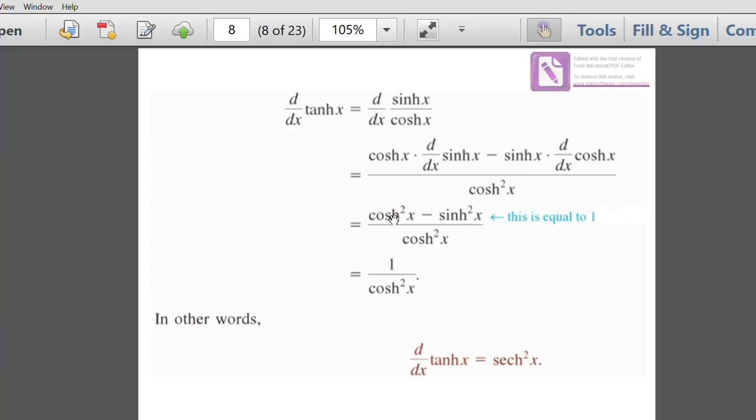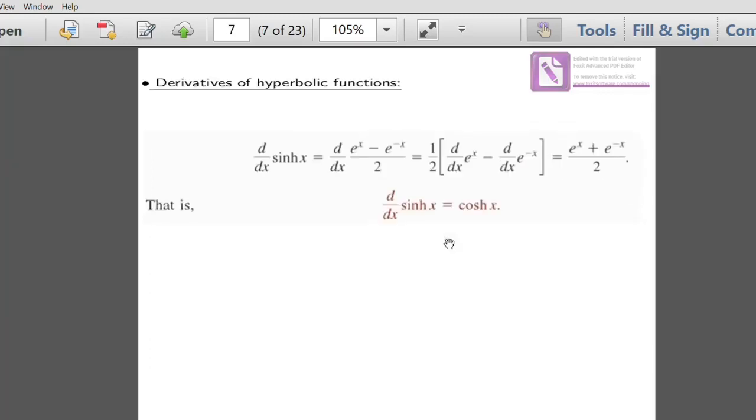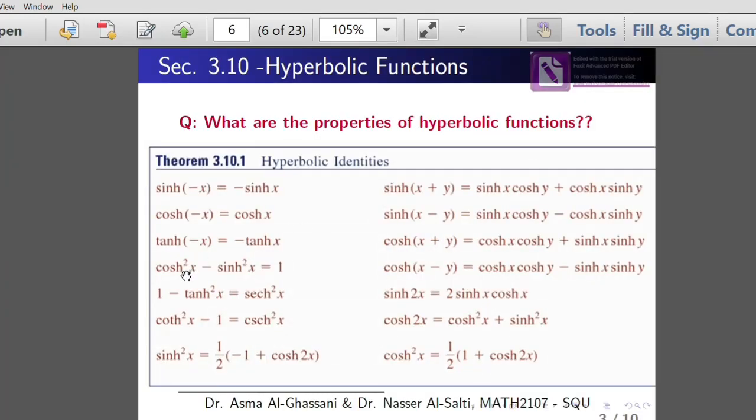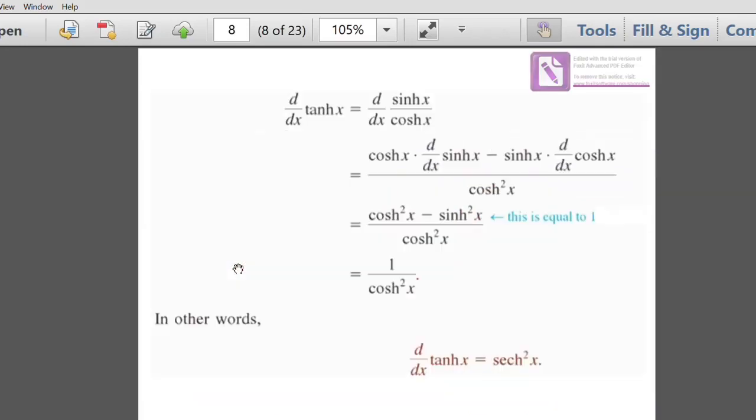So we have hyperbolic cosine square minus hyperbolic sine square divided by hyperbolic cosine square. If you remember from the identity, the hyperbolic cosine square minus the hyperbolic sine square is given by 1. So we can replace hyperbolic cosine square minus hyperbolic sine square by 1. So we get 1 over hyperbolic cosine square, which is just hyperbolic sec square. So we conclude that the derivative of hyperbolic tan is given by hyperbolic sec square.